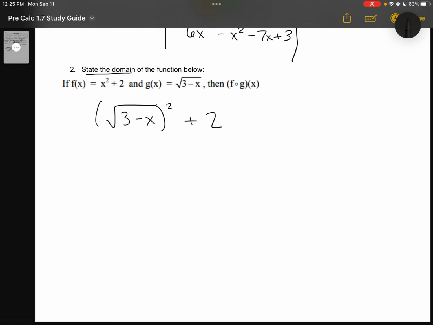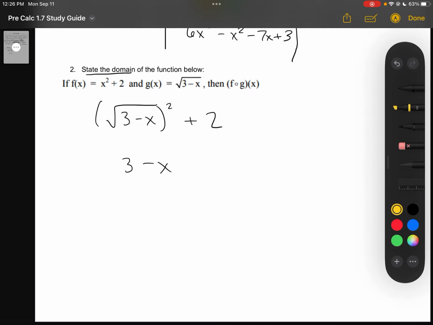So using our properties of square roots and squares, what we see here is that our square root actually cancels out, so we're left with just 3 minus x. So to be clear, if you square a square root, those two things cancel each other out. So 3 minus x is our first term, and we still have plus 2. So we end up with minus x plus 5 as our answer here.